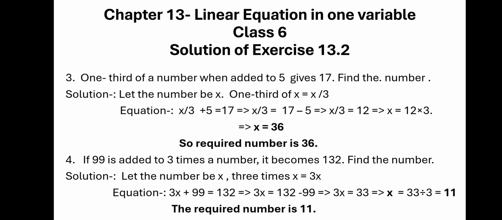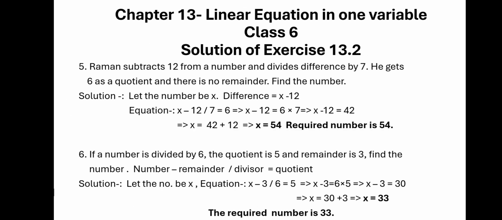Fourth question, if 99 is added to 3 times a number, it becomes 132. Find the number. Solution. Let the number be x. 3 times x is equal to 3x. So 3x plus 99, because we are adding 99 to it, equal to 132. So 3x equal to 132 minus 99, and therefore 3x equal to 33. So x is equal to 33 divided by 3, which is equal to 11, and the required number is 11.